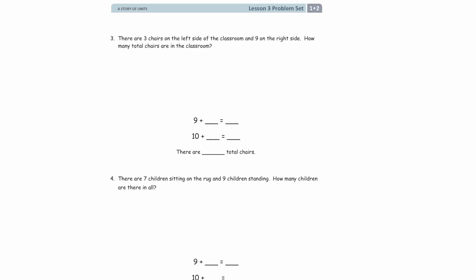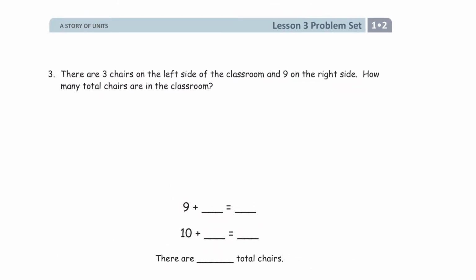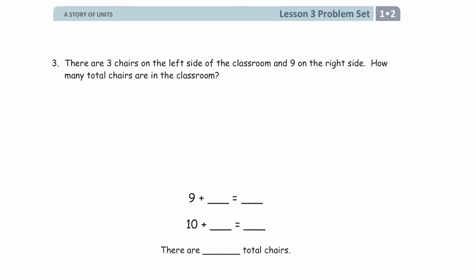Welcome back, everyone. I hope you were able to do number 2 all right. And again, if you haven't, go back and rewatch that lesson again. Number 3, here's what number 3 says. It says, number 3, there are 3 chairs on the left side of the classroom and 9 on the right side. How many total chairs are in the classroom? Ooh, there's a clue word there. How many total chairs? That means we're going to be adding them all up.